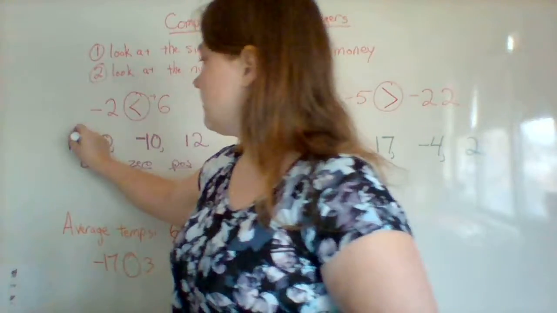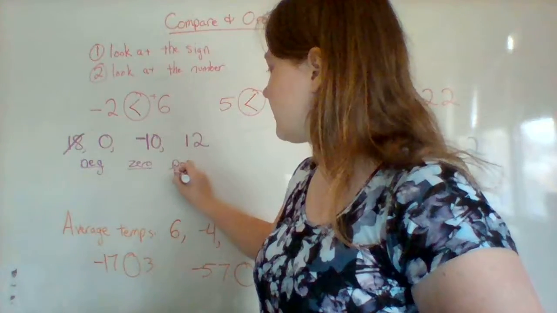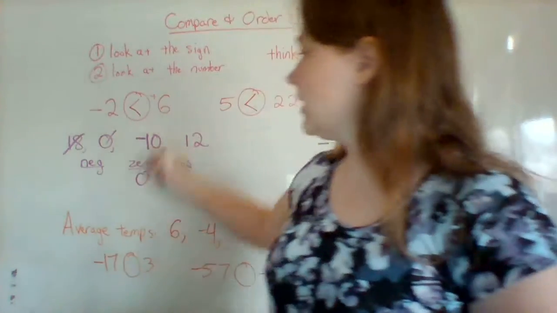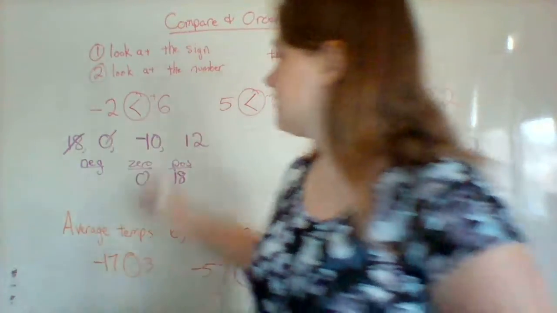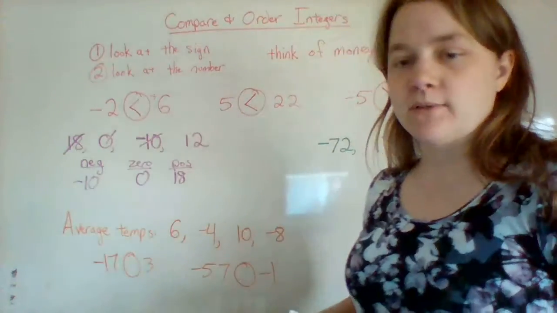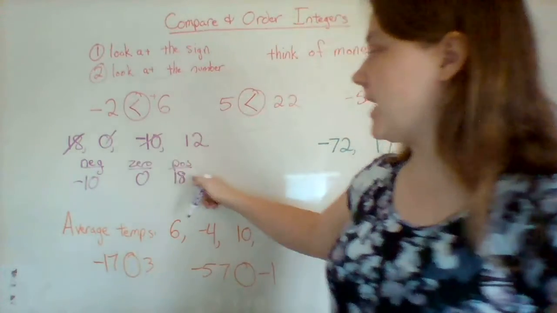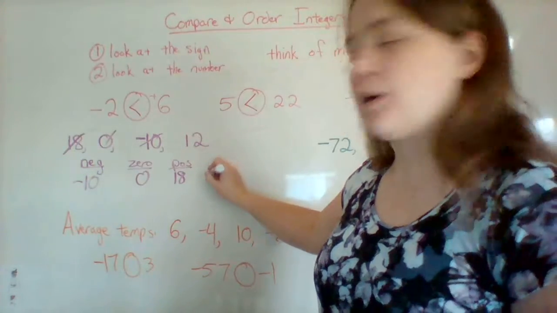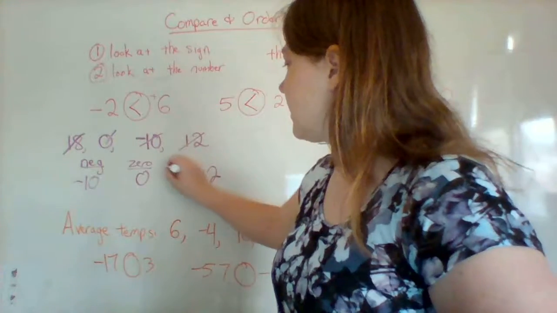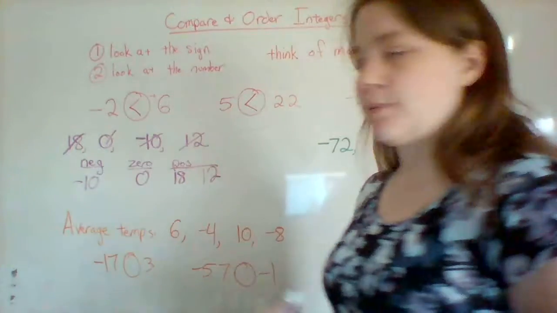So 18 is going to be a positive, so I'm going to put it over here. 0 goes in the 0 category. Negative 10 is a negative. And now I have 12 sitting over here. I can put 12 in the positive section, and I could rearrange things. So we're going to put 12 right here. So now I have my negative, my 0, and my positive.